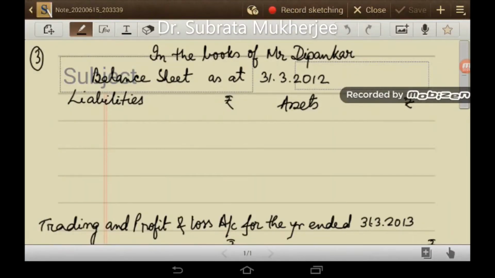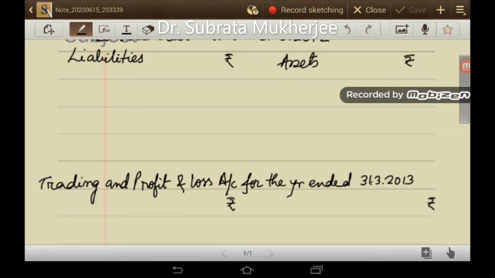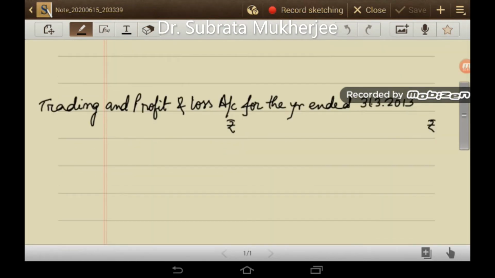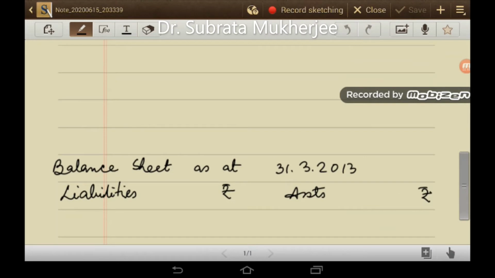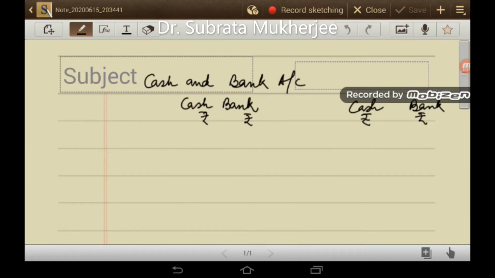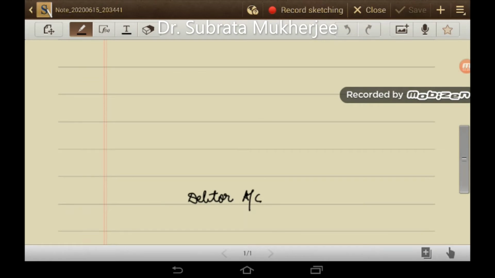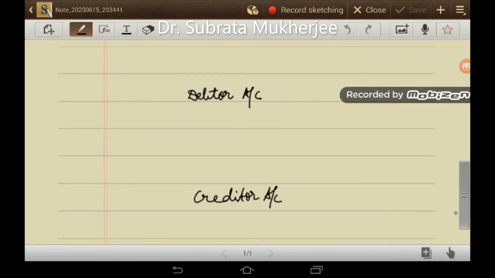In this problem, I have opened the balance sheet as at 31st March 2012 in order to find out the opening capital. Next, I have opened the trading and profit and loss account for the year ended 31st March 2013. Then, the closing balance sheet, that is balance sheet as at 31st March 2013. Next, cash and bank account. Then, debtor account and creditor account. So these are the minimum accounts that you need to open when you are solving a problem of single entry.